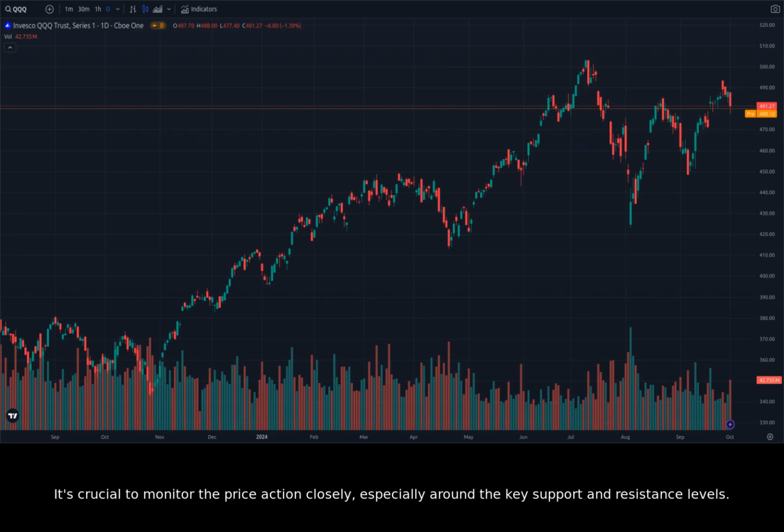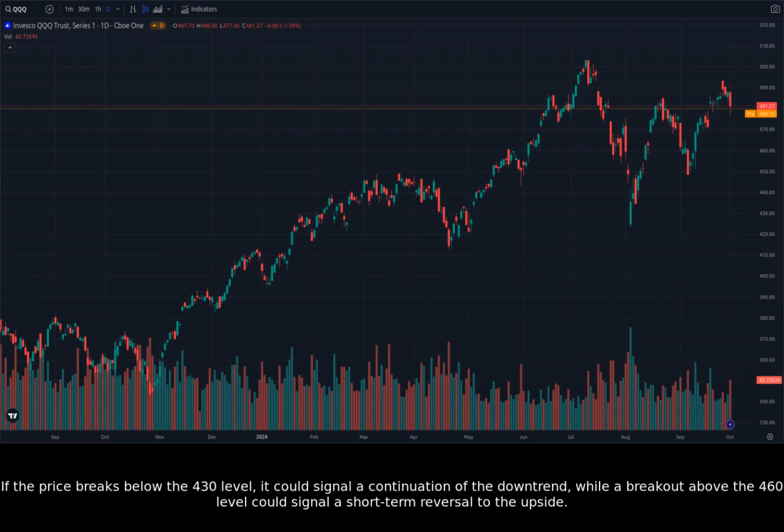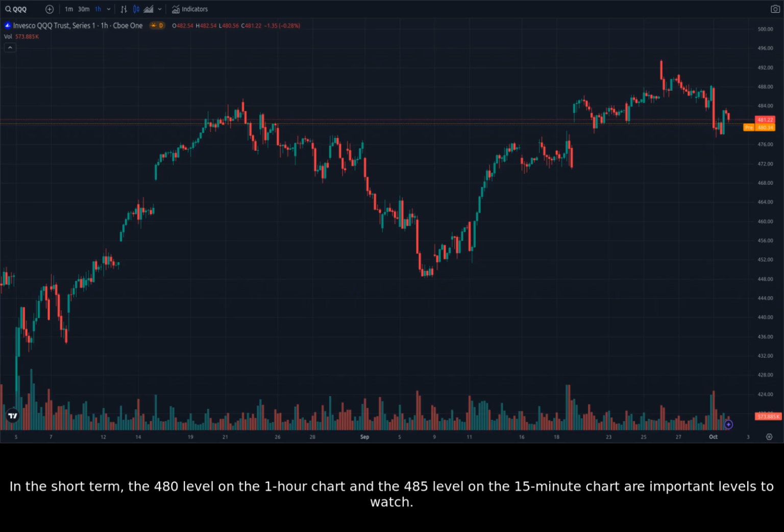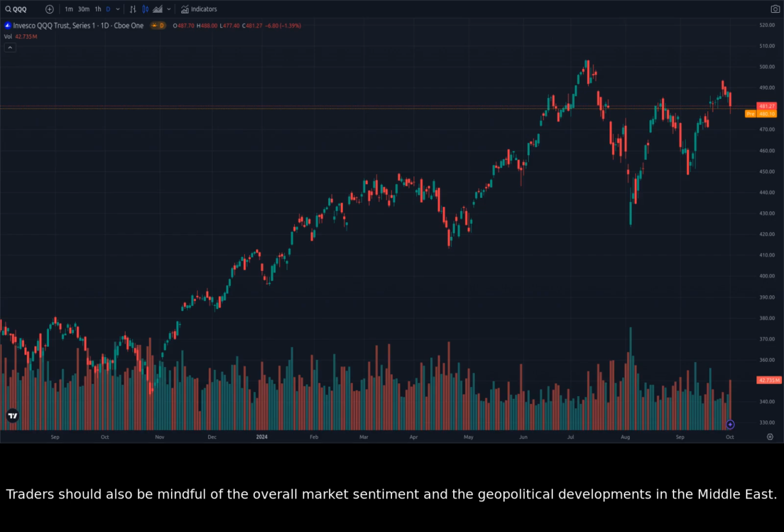It's crucial to monitor the price action closely, especially around the key support and resistance levels. If the price breaks below the 430 level, it could signal a continuation of the downtrend, while a breakout above the 460 level could signal a short-term reversal to the upside. In the short term, the 480 level on the 1-hour chart and the 485 level on the 15-minute chart are important levels to watch. Traders should also be mindful of the overall market sentiment and the geopolitical developments in the Middle East.